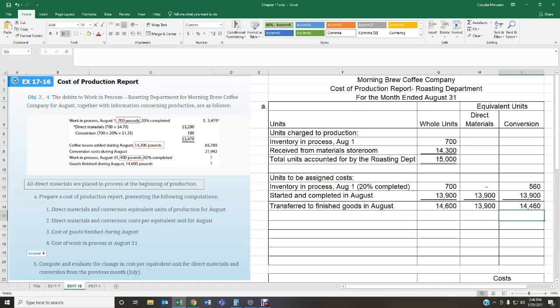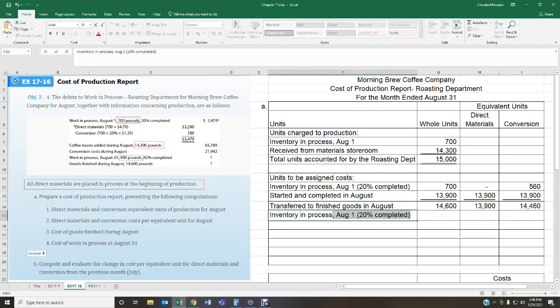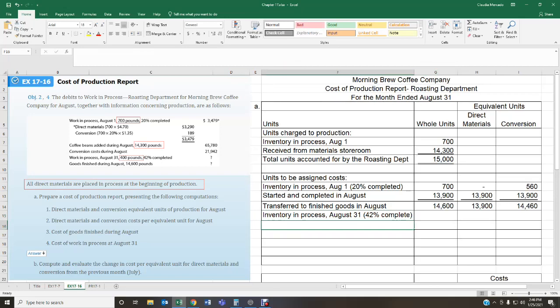Okay? Now I've got my inventory in process as of August the 31st. And these are 42% complete. Okay. So, inventory in process as of August the 31st. Well, it says here that we have 400 pounds of coffee beans that are in process. How many pounds? 400 pounds. That's all right there. We've got 400 pounds working process at the end of August.